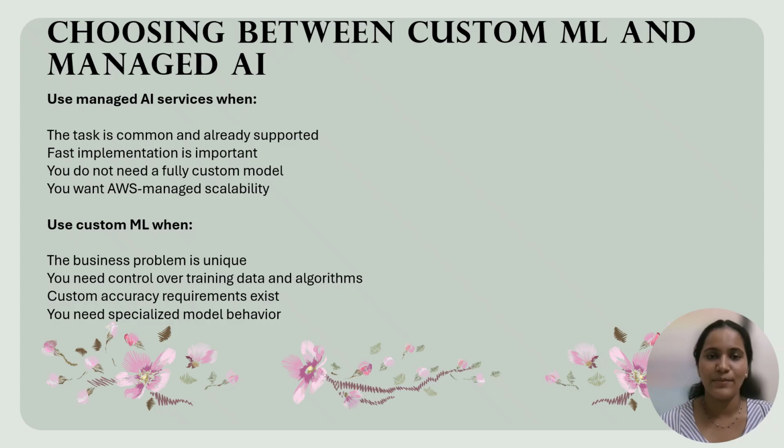While building AI applications on AWS, organizations must decide whether to use managed AI services or develop a custom machine learning model. Managed AI services are the best choice when the task is common and already supported, such as language translation, image recognition, or document processing. They are also ideal when fast implementation is important, when there is no need to build a custom model, and when you want AWS to handle scalability and infrastructure management.